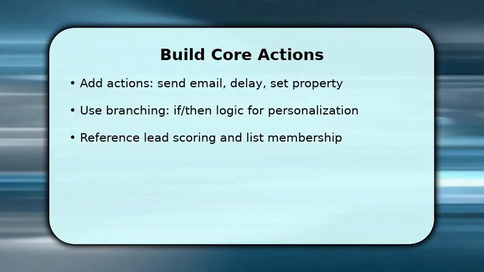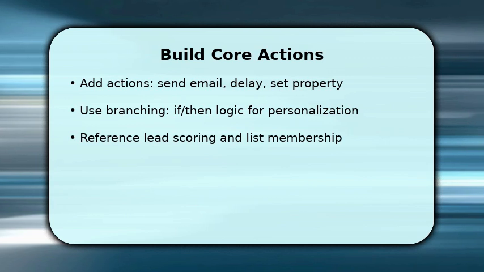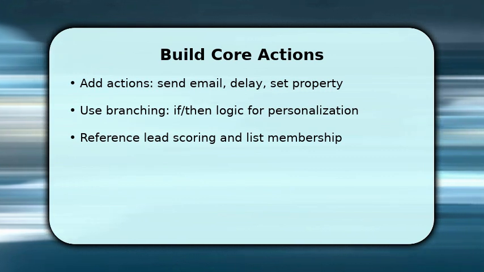You'll now construct the middle section where actions and logic live. Add actions in sequence: delay steps, send email, update property, create task, or call webhooks. Use short delays to throttle communications. Then insert if/then branches to personalize paths based on property values, lists, or lead score thresholds. Also include enrollment suppression or re-enrollment rules to prevent loops.